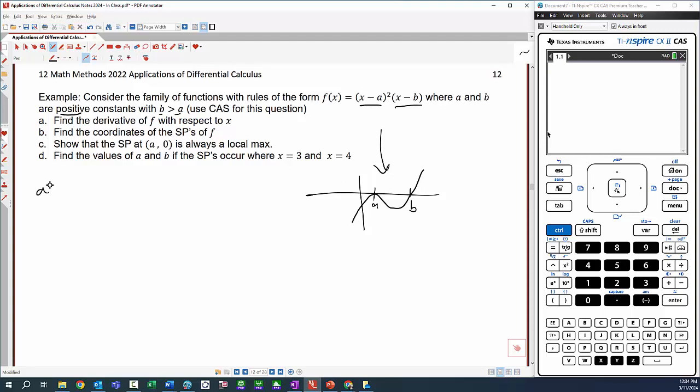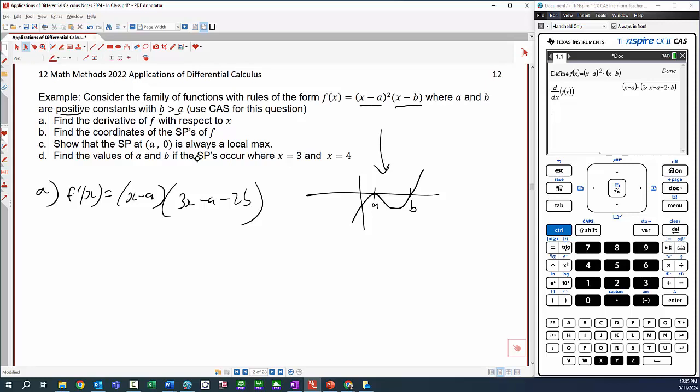Alright, the first part says find the derivative of f with respect to x. So let's jump on CAS. f of x equals (x - a) all squared times (x - b). Let's do a shift subtract, d/dx of f of x. We've got f'(x) equals (x - a)(3x - a - 2b).